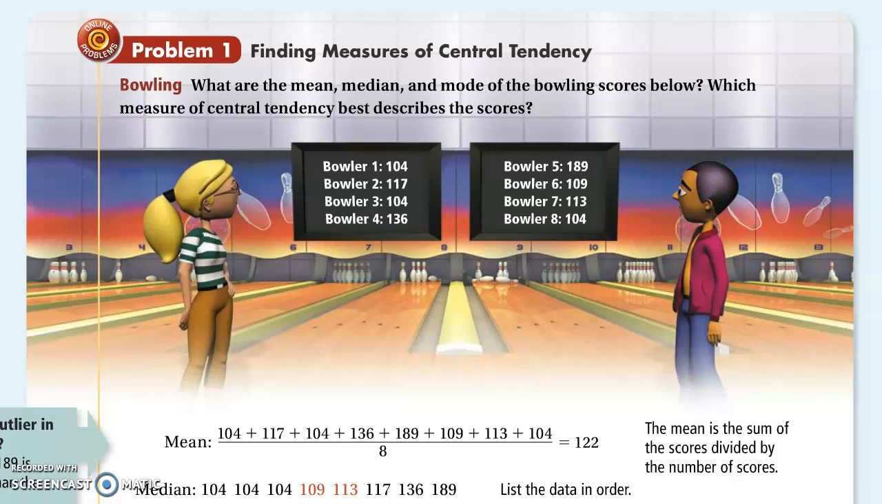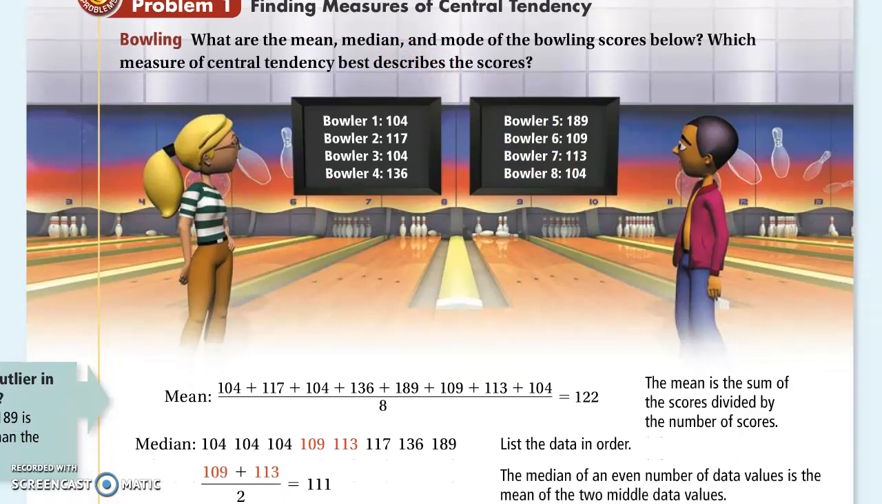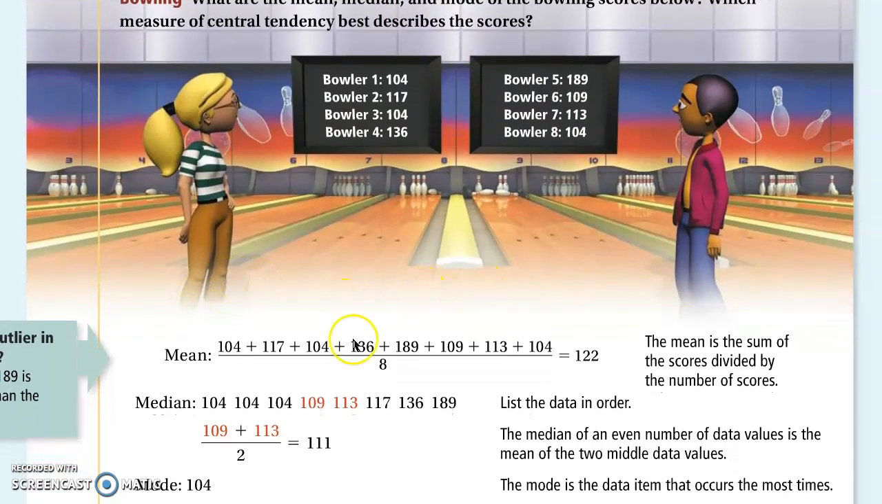What are the mean, median, and mode of the bowling scores below? So bowler 1 had a score of 104, bowler 2, 117, and so on, where there's 8 different bowlers, so there's 8 different numbers that we'd have to add together in order to find the mean. All right, so in order to find the mean, we want to find the average, so we're just going to add these all together and divide it by the number of bowlers, which was 8, and we end up getting 122. So the average is 122.